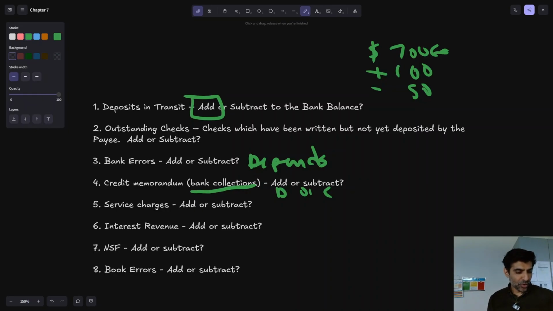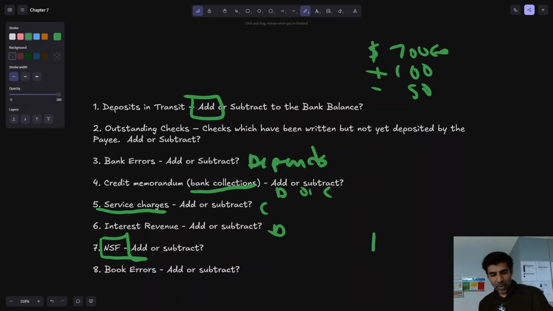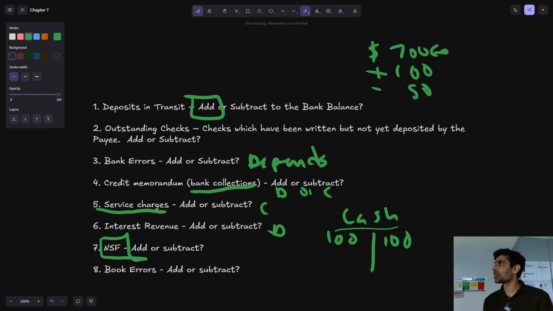Okay. Service charge. Is that a debit or credit? Credit. Okay, good. Interest revenue. Debit. Good. NSF check. Everyone good with credit? Credit is right. Because remember, we had initially, let's say someone gave us a check for $100. We would have debited cash $100. But the bank is telling us, hey, that check was bad. So to correct for that, we'd have to credit cash $100.